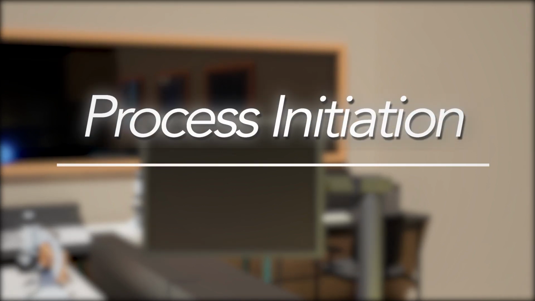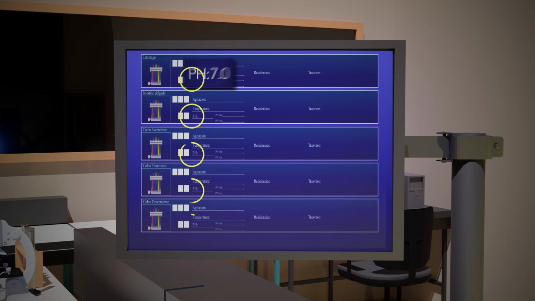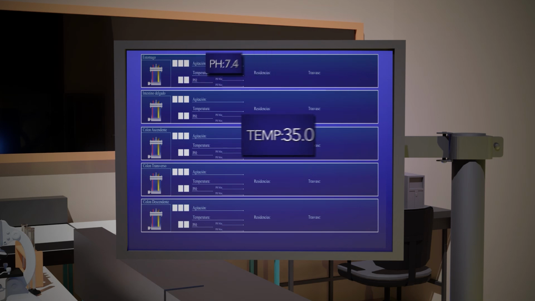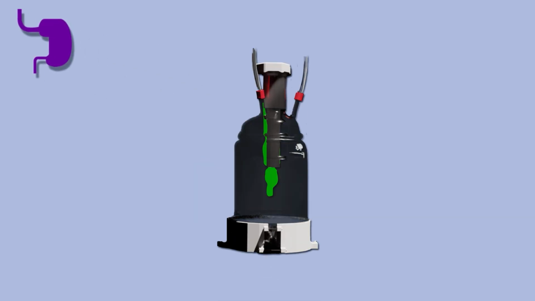Process initiation. The process initiates with calibrating the pH sensors of all 5 stages, regulation of all 5 stages' agitation system, and finally, calibrating the temperature sensors across all 5 stages. Stomach. After the setup, the feeding process begins. The inclusion of gastric enzymes coupled with ongoing parameter monitoring serves to enhance the efficiency of the process.